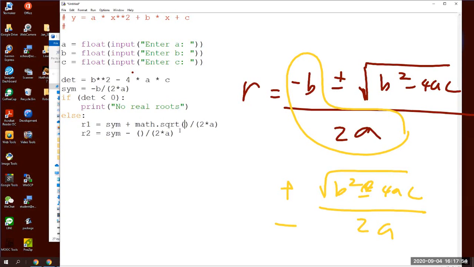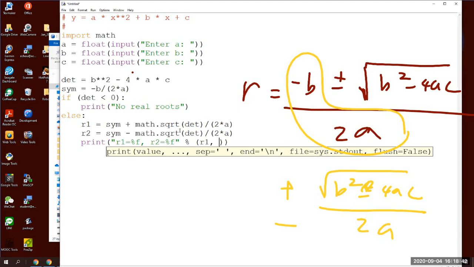So we do math.sqrt of this, B star 2 minus 4AC, so that will be our determinant, right? Is it okay? math.sqrt, and then here would be the determinant. And here we would need to actually import math, right? And right here, we should put in root 1 equals percentage F, comma, root 2 equals percentage F, percentage to root R1 and R2, okay?